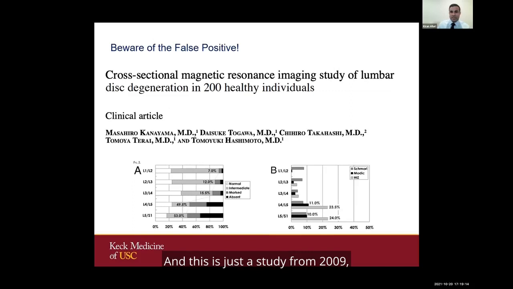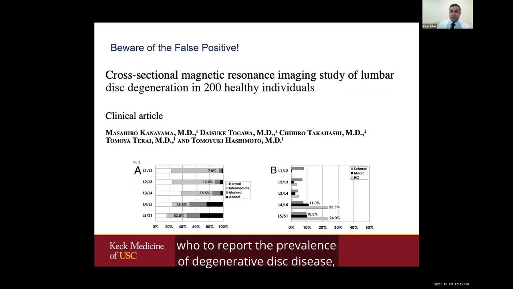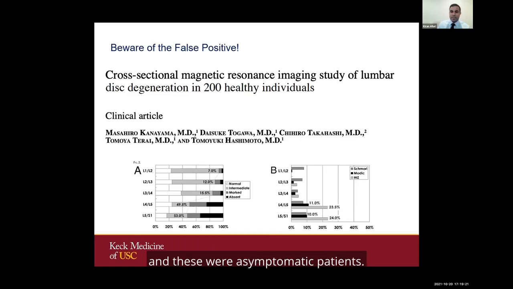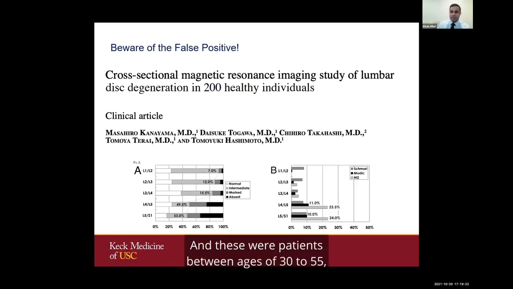And this is just a study from 2009 that looked at 200 healthy patients to report the prevalence of degenerative disc disease. And these were asymptomatic patients, between ages of 30 to 55. And basically at L5-S1, 53% of these patients had degenerative disc disease. And once again, these patients were asymptomatic.